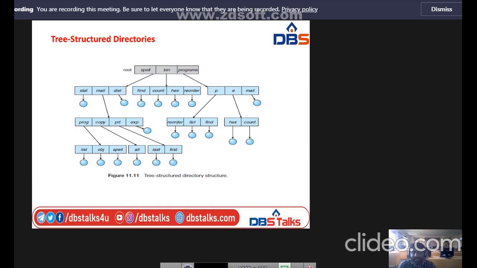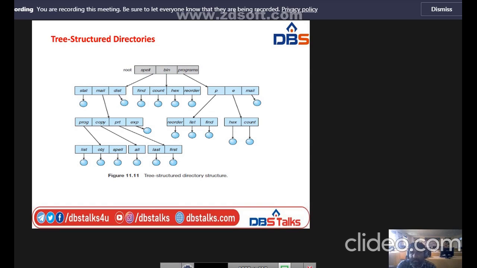A directory contains a set of files or subdirectories. All directories have the same internal format. One bit in each directory entry defines the entry as a file, 0, or as a subdirectory, 1. So this is the representation of the tree structured directories.